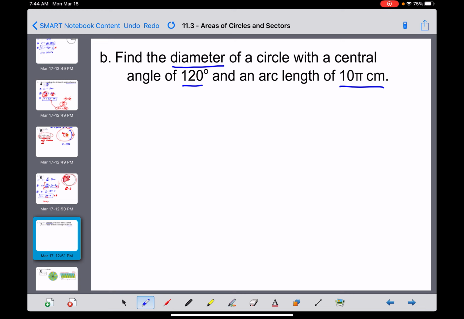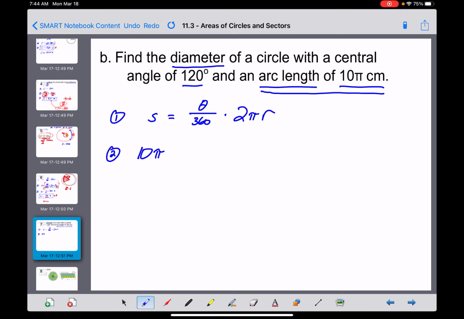Okay, so they gave me arc length, then I'm going to begin with the formula for arc length. S is equal to theta over 360 times 2 pi r. Okay, there are 2 variables in this formula, guys. S for arc length and r for radius. And I was given the arc length to be 10 pi. So in step 2, I put a 10 pi in right there for S.